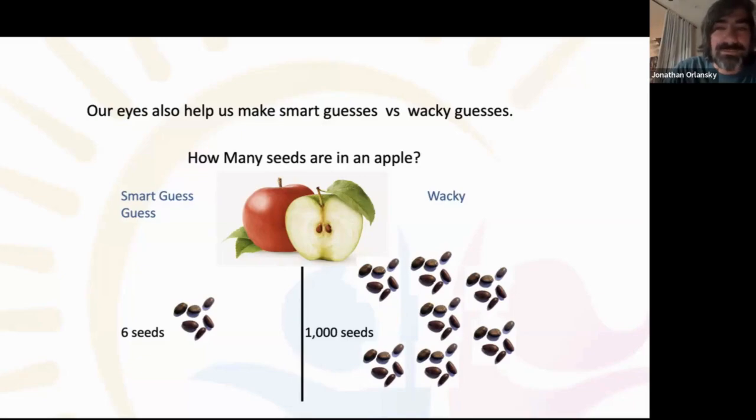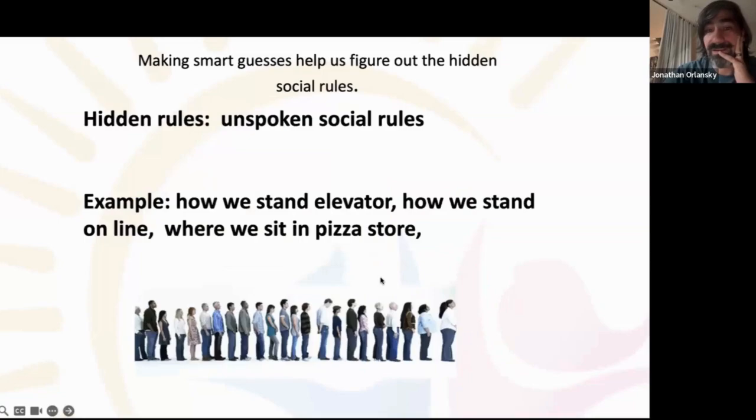If you just look at that sliced open apple and say, oh, I think there's 1,000 seeds in there, that's not using the relevant or the available information to make a great guess. Really the only reason you can guess there's 1,000 seeds is if you've confused it for a pumpkin, maybe. You don't know what an apple looks like. You're not using your eyes and you're not interpreting information correctly.